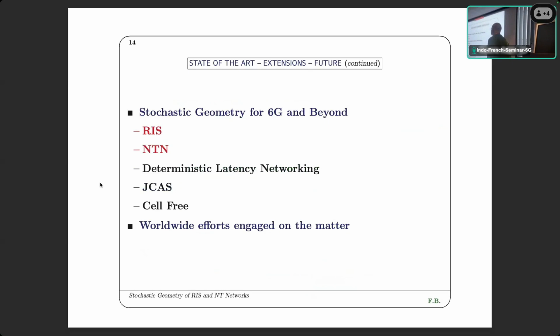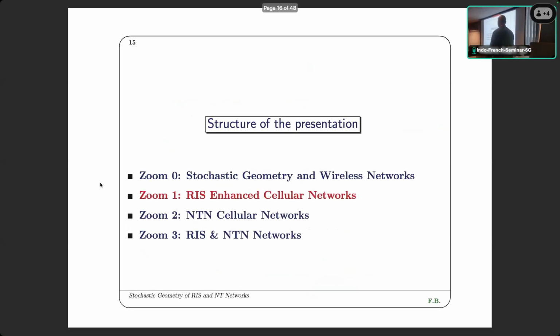So now, stochastic geometry for 6G and beyond. I will describe RIS and NTN, but there are lots of activities worldwide on deterministic networking, JCAS, ICAS, cell-free, and okay. So I think it's a relevant thing to develop this machinery to understand how these things will interact or interplay. And now I can introduce the topic.